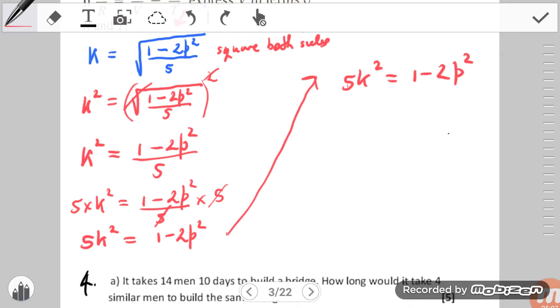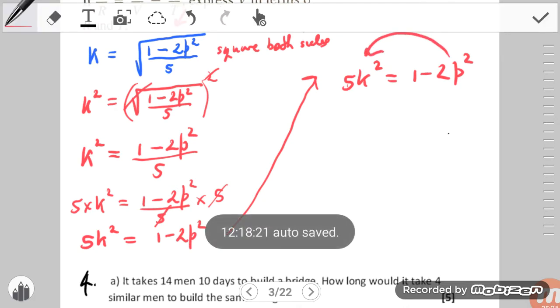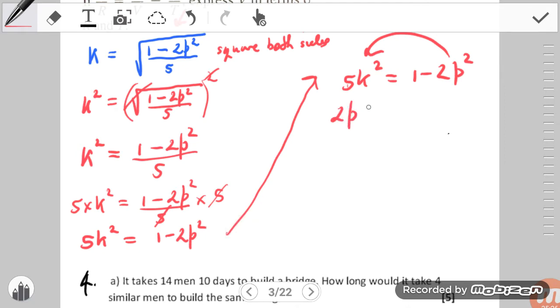So my recommendation here is to add 2p squared to both sides, or what we say is that we bring the negative 2p squared to the left hand side and bring the 5k squared to the right hand side. So this will come over here, or we just say add 2p squared to both sides, so 2p squared, and that's going to be equal to 1. And since we're now going to have to remove the 5k squared, it's positive, so we're going to subtract 5k squared from both sides, so that's minus 5k squared.